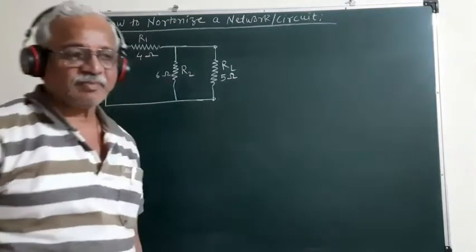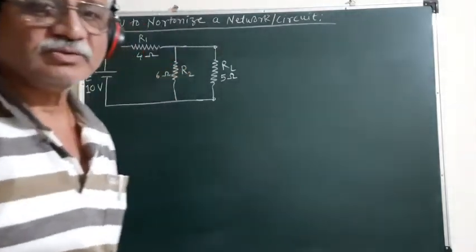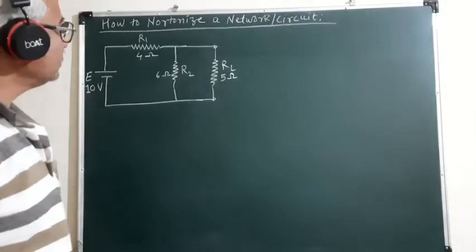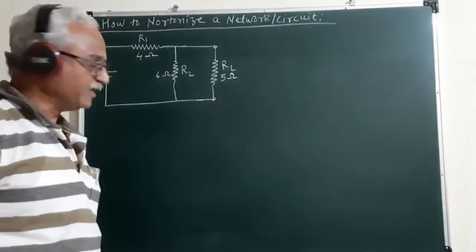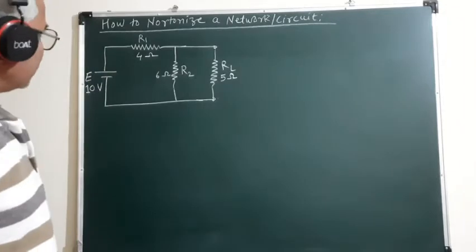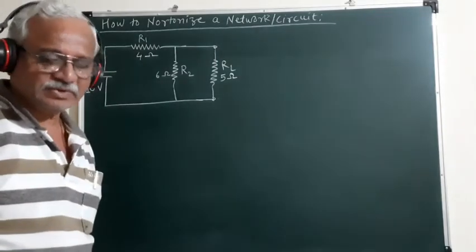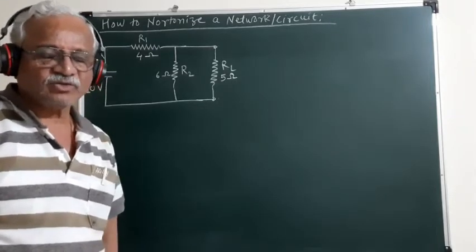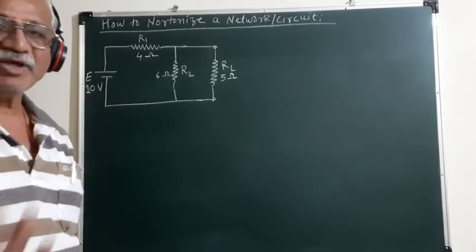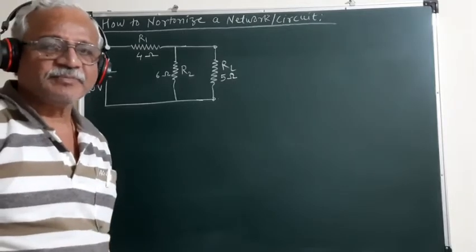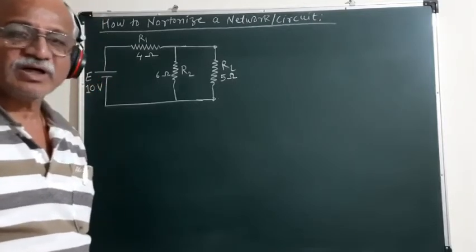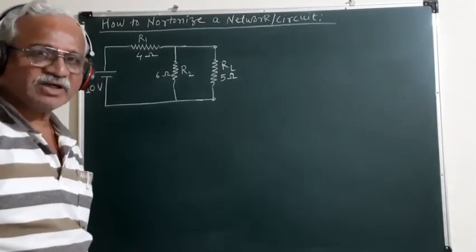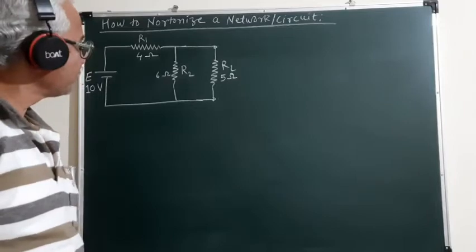Good afternoon. So now we will study how to Nortonize a network or circuit. According to Norton's theorem, any complicated two-terminal linear network can be simplified in terms of a current source in parallel with an equivalent resistance called Norton resistance.